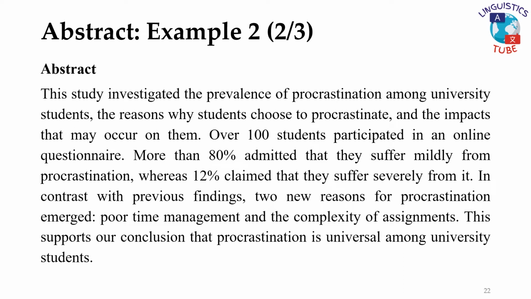Abstract. This study investigated the prevalence of procrastination among university students, the reasons why students choose to procrastinate, and the impacts that may occur on them. Over 100 students participated in an online questionnaire. More than 80% admitted that they suffer mildly from procrastination, whereas 12% claimed that they suffer severely from it. In contrast with previous findings, 2 new reasons for procrastination emerged: poor time management and the complexity of assignments. This supports our conclusion that procrastination is universal among university students.